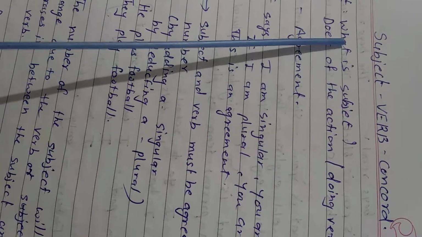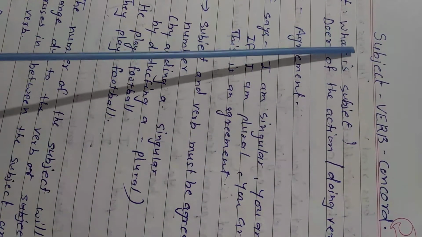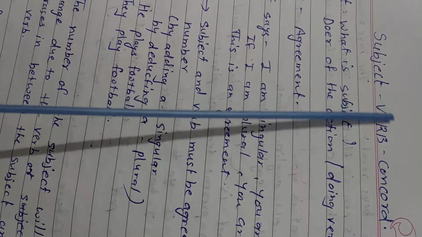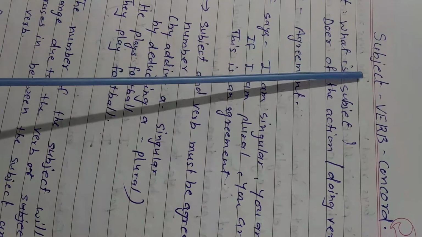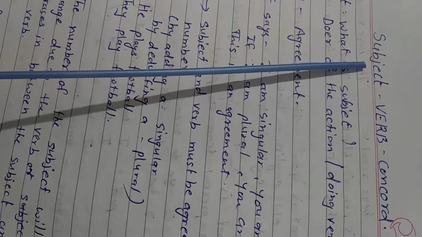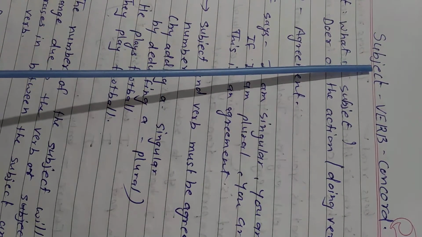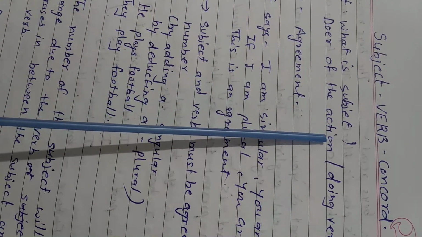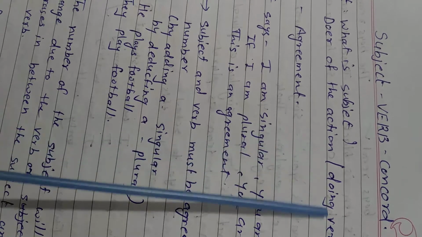First of all, what is this? You should understand subject verb concord. This is a topic of grammar. First of all, what is a subject? You might be knowing about that. Subject is the doer of the action, as an example, a doing word.